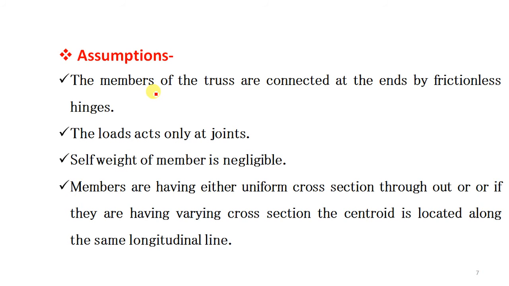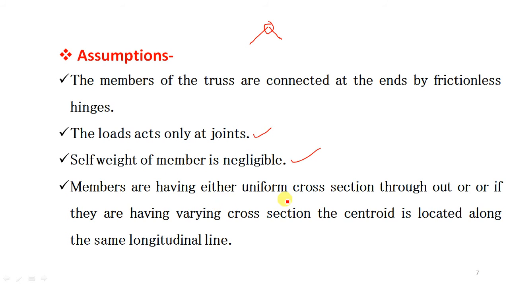So there are some assumptions while solving the numericals. The members of the truss are connected at the ends by frictionless hinges. So when there is a connection between two members, they are connected with the help of frictionless hinges. Here is a frictionless hinge. The loads act only at joints, that we have already known. Self weight of the member is negligible. This is the important thing: self weight of the member we don't have to consider.